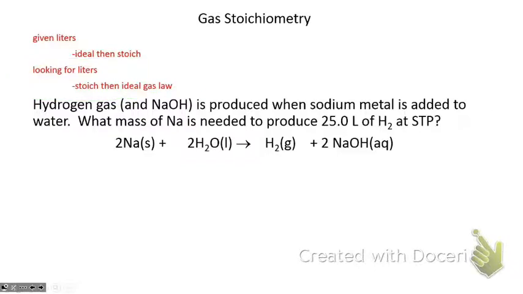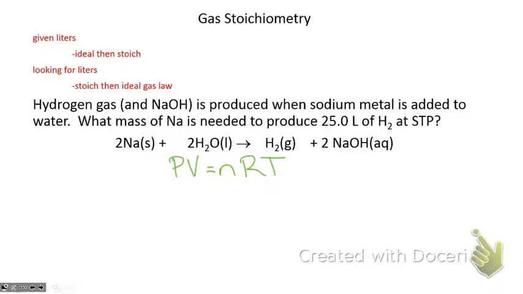When I read this problem, I clearly see a value for liters here. I am given liters. The value is right there. So this type of problem, I'm going to start by using the ideal gas law, then plug in my answer and use a little bit of stoichiometry to get my final answer. So first thing I'm going to do is write out the ideal gas law. PV equals nRT. There it is.